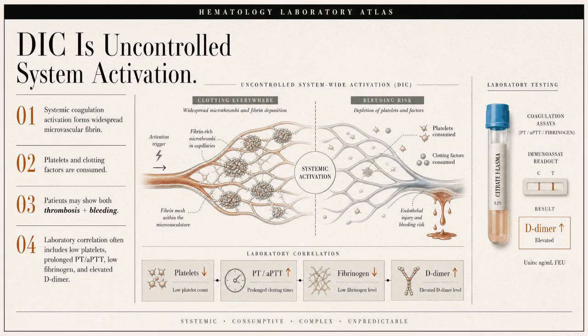Lab findings often include low platelets, prolonged PT and APTT, low fibrinogen, and elevated D-dimer, sometimes with schistocytes on the smear. Trends in these results are often more informative than a single measurement. DIC is a stark reminder that hemostasis is a finely balanced system, and when that balance is lost globally, it can have devastating consequences. Next, we'll discuss how common medications can complicate our interpretation of these tests.